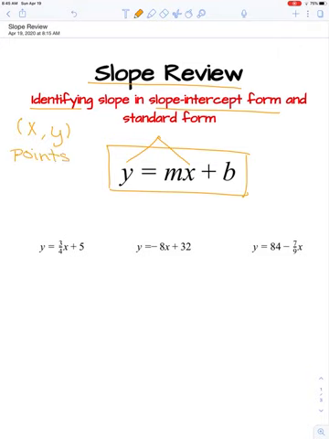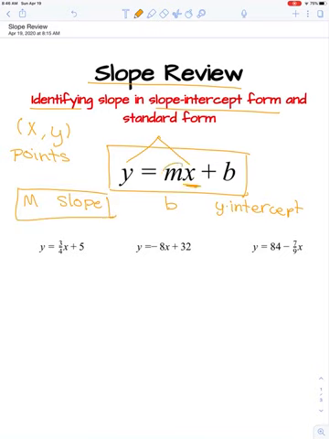Okay, remember this graph's a straight line, a linear equation. Your m always stands for your slope, and your b always stands for your y-intercept, where it crosses the y-axis. Alright, remember also with slope, it's always going to be your coefficient of x. Always your coefficient of x. Don't forget that, because sometimes they do some weird things to you.